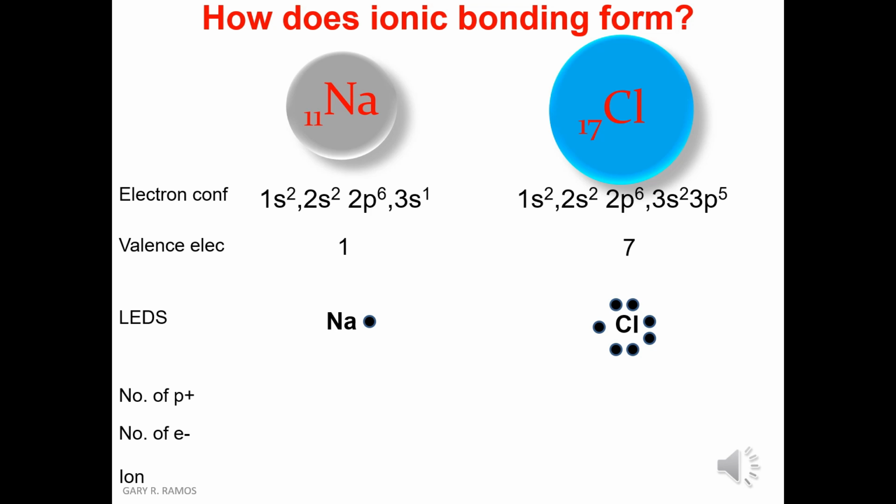Since sodium has one valence electron, we're going to add one dot beside the chemical symbol Na. You may add two dots, which is the maximum per side of a chemical symbol, either on the right, left, top, or bottom. Now for chlorine, since chlorine has 7 valence electrons, we're going to add 7 dots around the chemical symbol of chlorine.